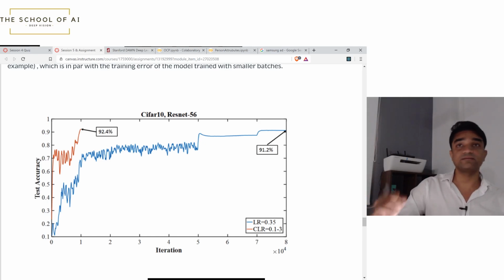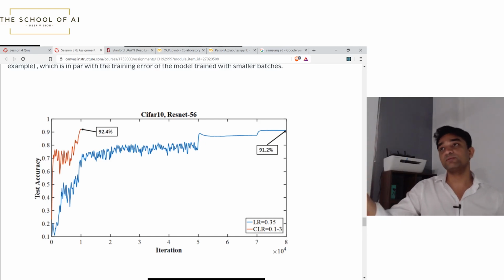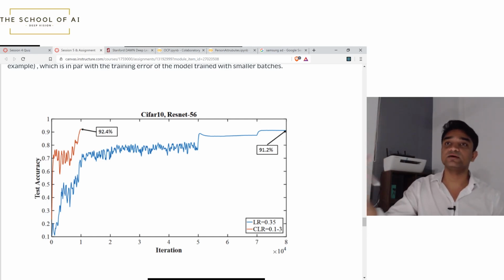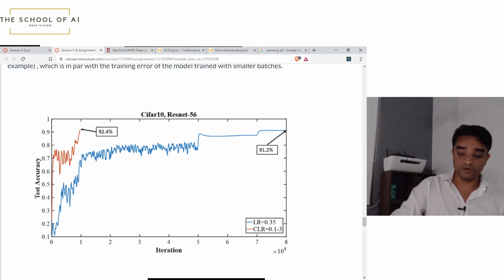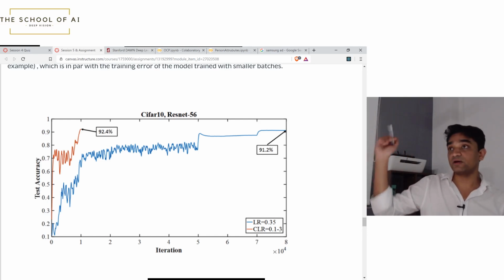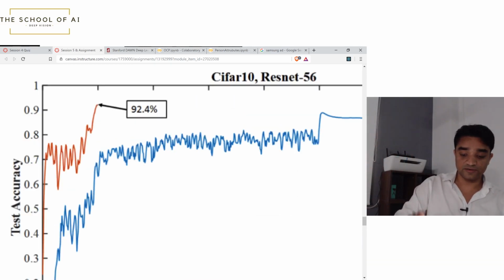There's something else you can do. You can also say after 40 epochs, drop by 10. After 40 epochs, drop by 10. This is again a step-wise reduction in your learning rate. But what you're seeing right now in the orange one is a cyclic learning rate. You just keep on shuffling up and down, and you'll see this jiggle also, right?